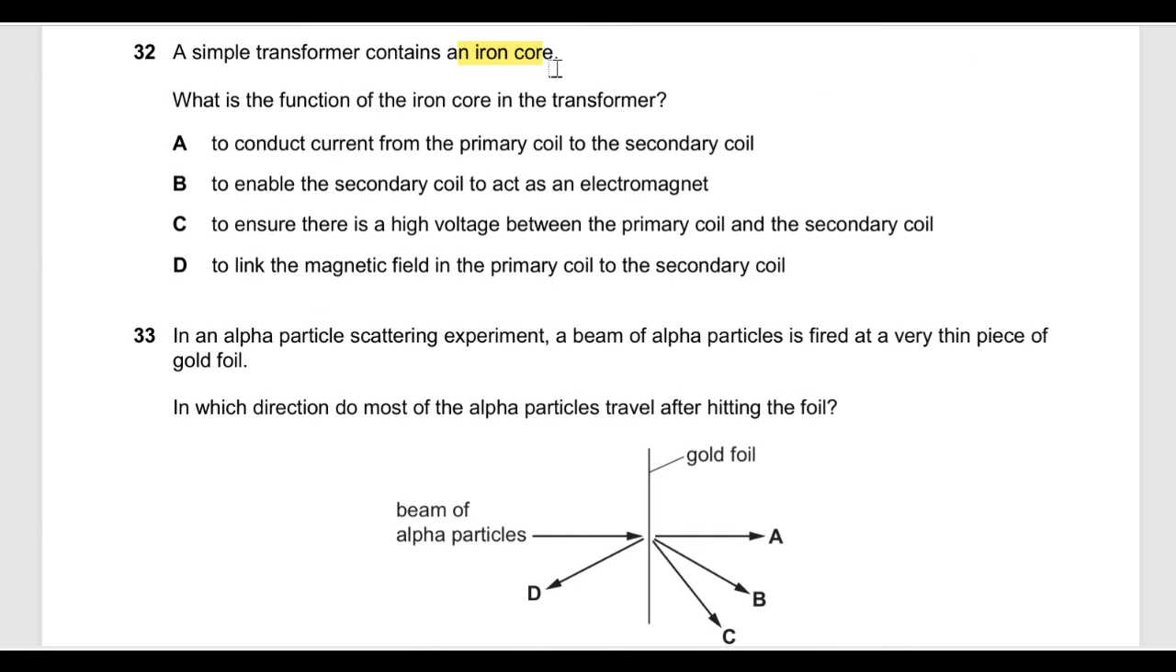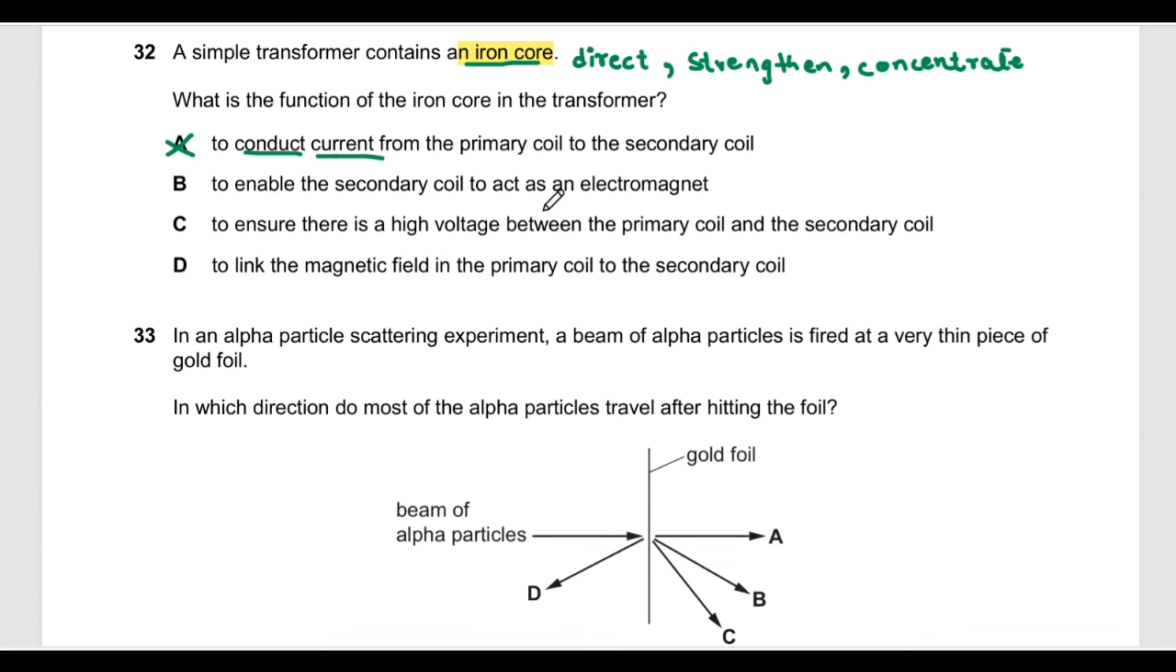32 says a simple transformer contains an iron core. What is the function of iron core in the transformer? Iron core in the transformer is used to direct and strengthen the magnetic field, and it also concentrates the magnetic field to the secondary coil. Option A says to conduct current from primary coil to secondary coil. No, there is no link to conduct the current from primary to secondary.